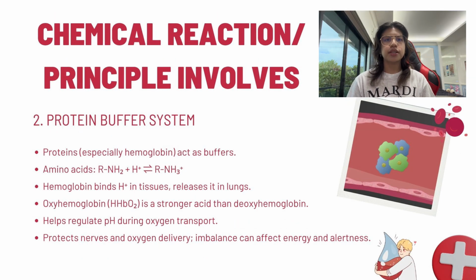Protein buffer systems. Proteins, especially hemoglobin in the red blood cell, help to control pH by picking up or giving off hydrogen ions. In the body tissues, hemoglobin gives off oxygen and picks up hydrogen ions, helping to stop the blood from becoming acidic. In the lung, hemoglobin lets go of hydrogen ions, which join with bicarbonate to form carbonic acid. This turns into carbon dioxide and water. The carbon dioxide is exhaled. This system helps keep the pH steady inside the cell and helps hemoglobin to carry oxygen well.